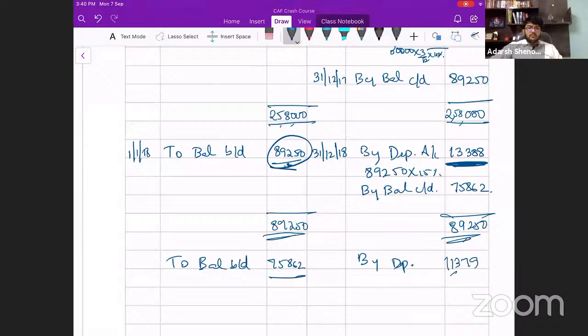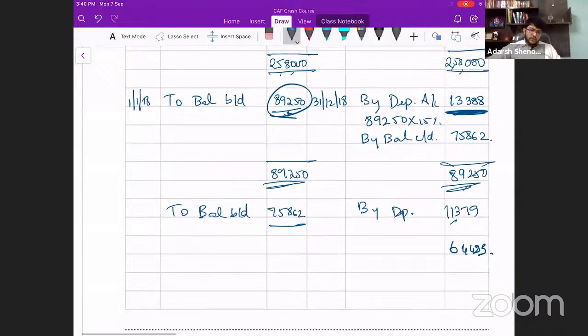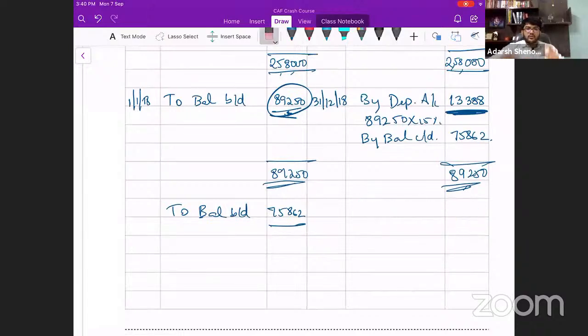This way, next year again minus this and find out the book value, and you calculate on 64,483. On this, you will calculate depreciation for the next year. Now we are following this particular method, that is the written down value method. Have you followed this? Yes.